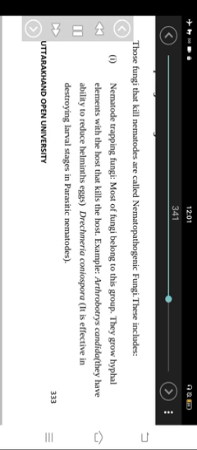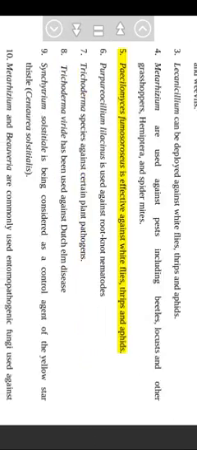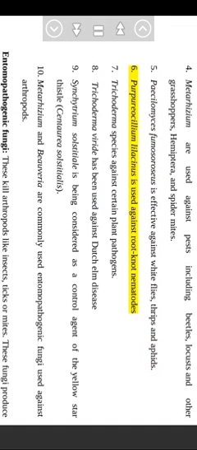4. Metarhizium are used against pests including beetles, locusts and other grasshoppers, hemiptera, and spider mites. 5. Paecilomyces fumosoroseus is effective against whiteflies, thrips and aphids. 6. Purpureocillium lilacinum is used against root knot nematodes. 7. Trichoderma species against certain plant pathogens. 8. Trichoderma viride has been used against Dutch elm disease.